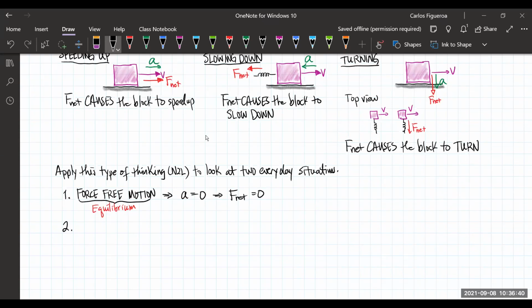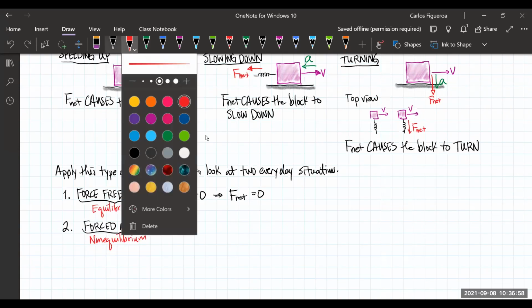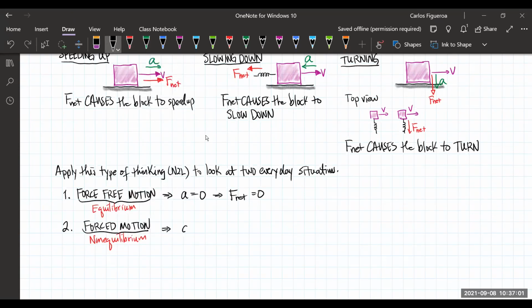Then our second situation that we're going to look at is forced motion. And when I look at forced motion, they call this non-equilibrium in the old language. And what this tells me here is that in this situation, we are accelerating. We're either speeding up, slowing down, or turning. As a consequence, the net force is not zero.